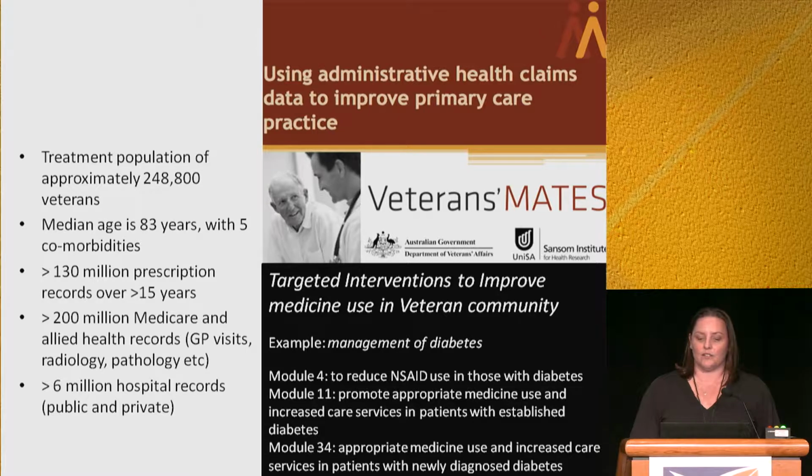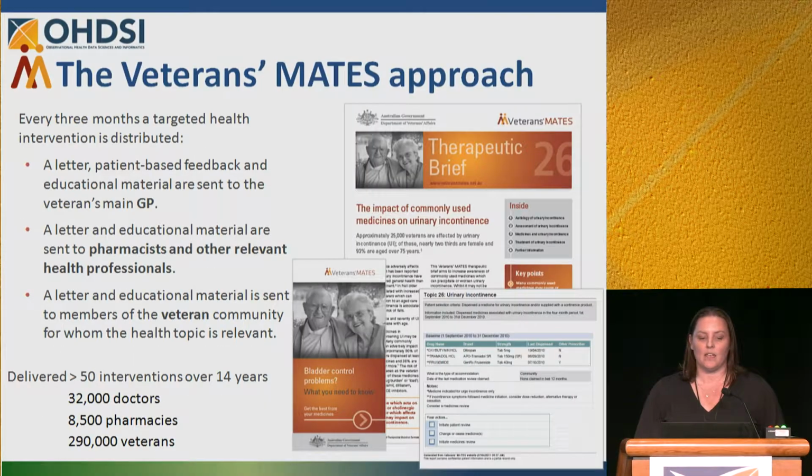So we run the Veterans MATES program, which uses administrative data to improve primary care practice for veterans. We do targeted interventions to improve medicine use in the community. And there's been a couple of examples I've put up here around management of diabetes. So we aim to reduce inappropriate use in patients with diabetes, aim to promote appropriate medicine use in increased care services, and look at patients newly diagnosed and their management of their diabetes.